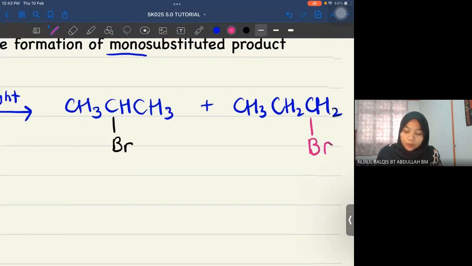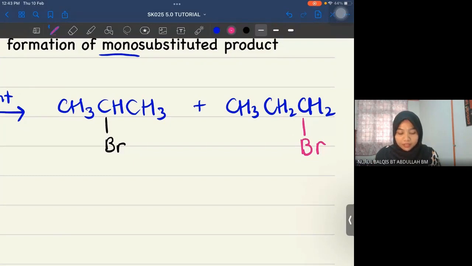Okay, now look at these two products. Who do you think is going to be the major product? Major product here means the stability of your carbon radical. Siapa yang lagi stabil awak tengok? Kita tengok ni, carbon ni nanti dia akan jadi carbon radical untuk terima Br. Look at how many carbons are directly attached to them.